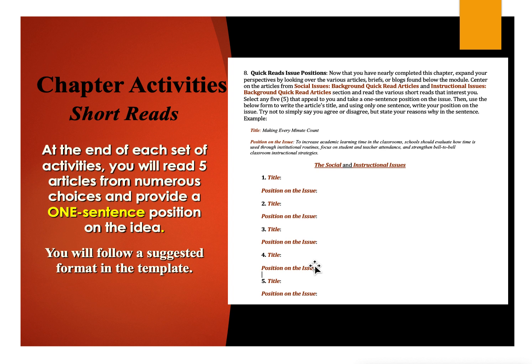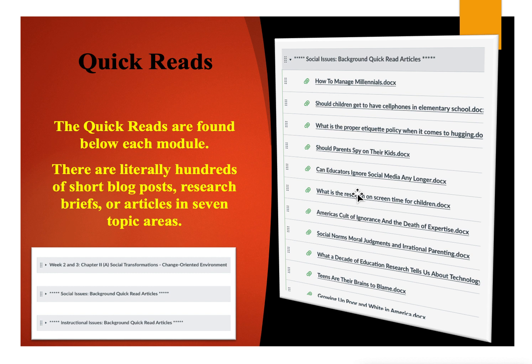At the very end of the chapter activities, you'll see something that looks like this. They're quick reads, and you'll go to the various quick read articles, there are hundreds of them. I'll show you where those are located in a minute, but under those titles, you simply list the title of the article you read, and in one sentence, just one sentence, you will take a position on it. Don't elaborate, just take a position on whether or not you agree and why. Those will be fun because there are so many varied ideas and issues in those quick reads.